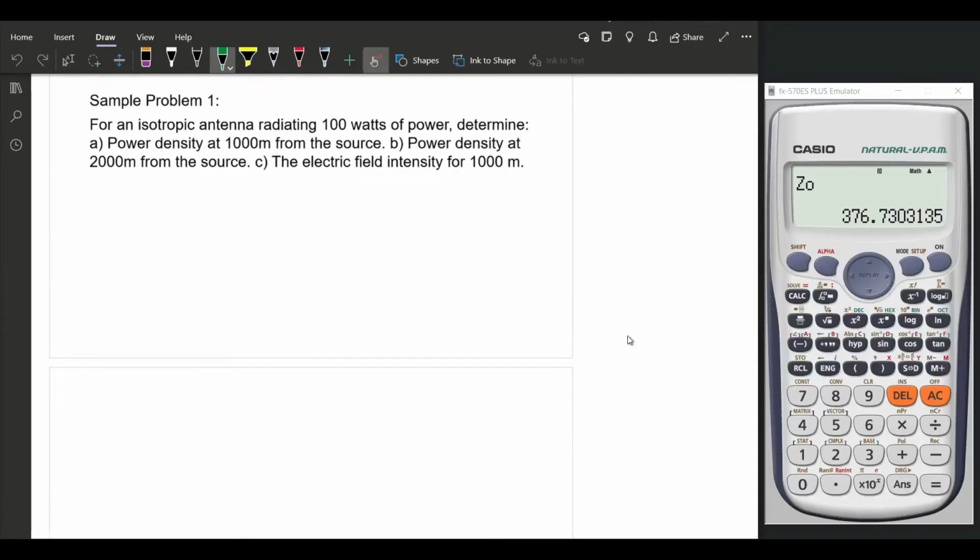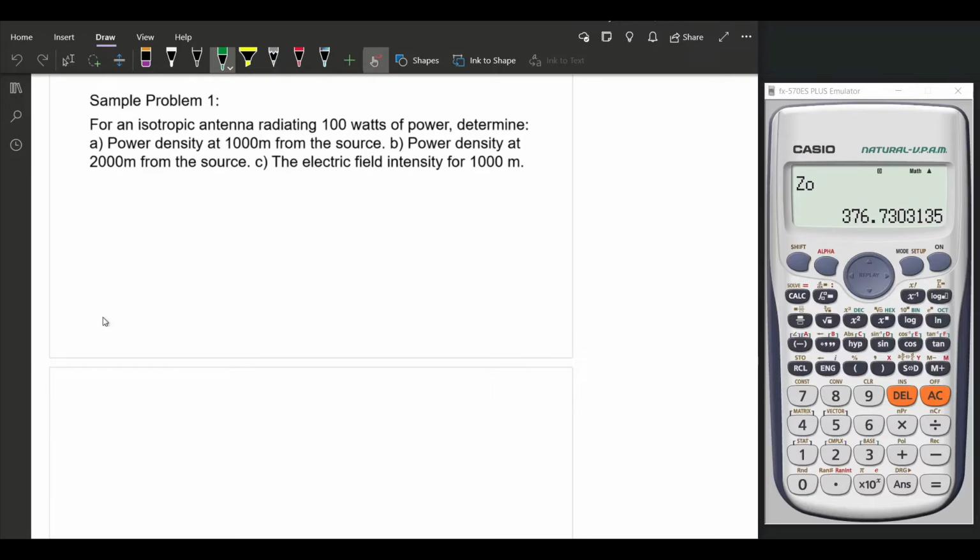Sample problem 1. For an isotropic antenna radiating 100 watts of power, determine the power density at 100 meters from the source, the power density at 2000 meters from the source, and the electric field intensity for 100 meters. So doon muna tayo sa part A. Part A: power density at 100 or 1000 meters from the source. Given yung power and yung distance, tinatanong to.